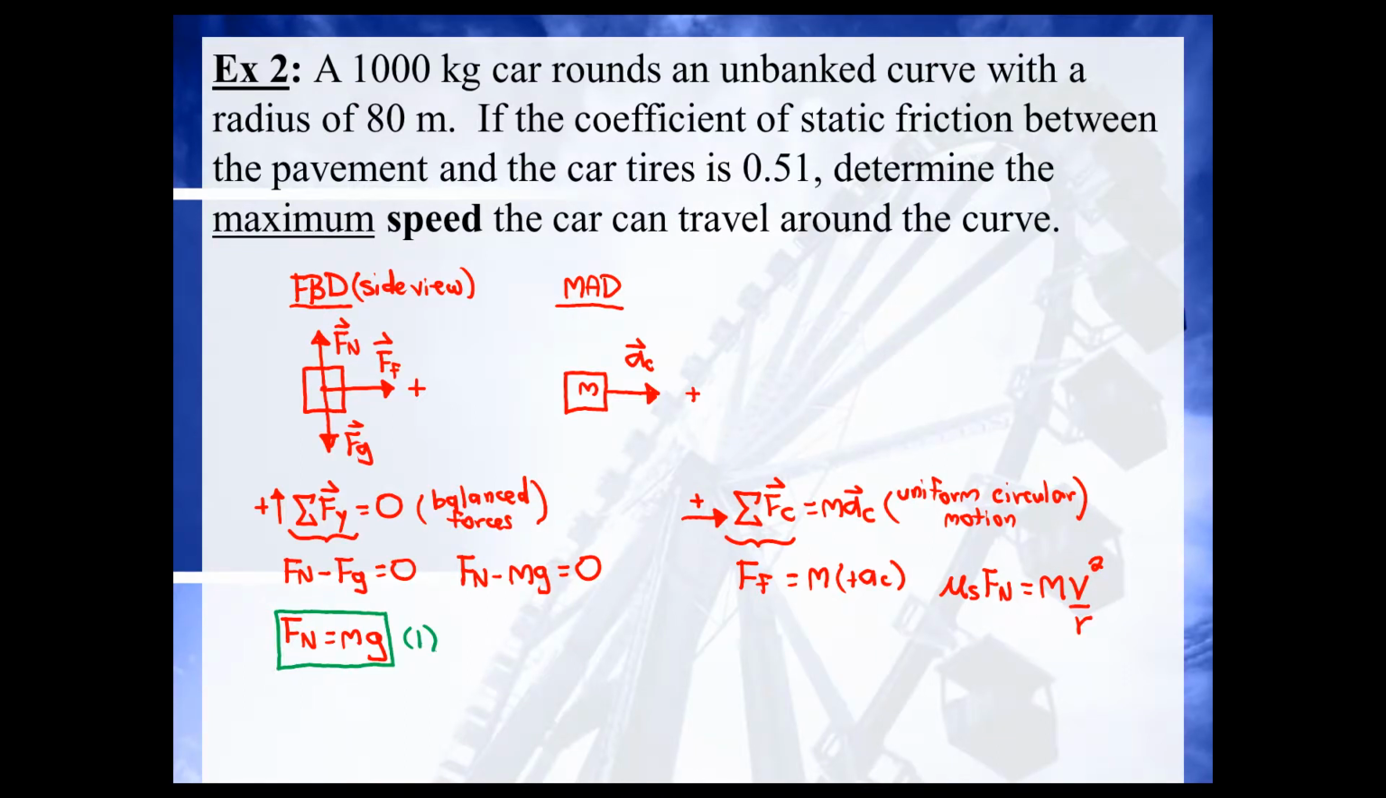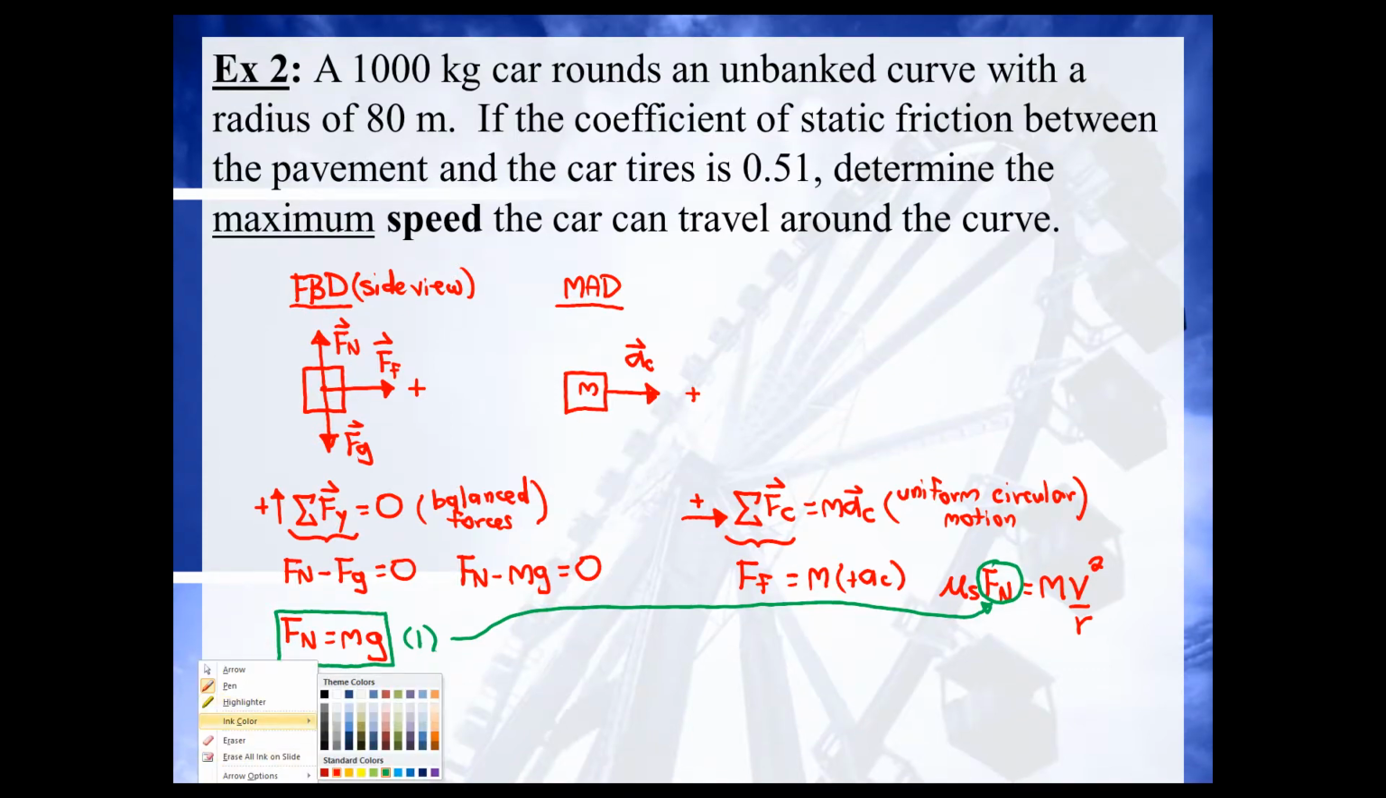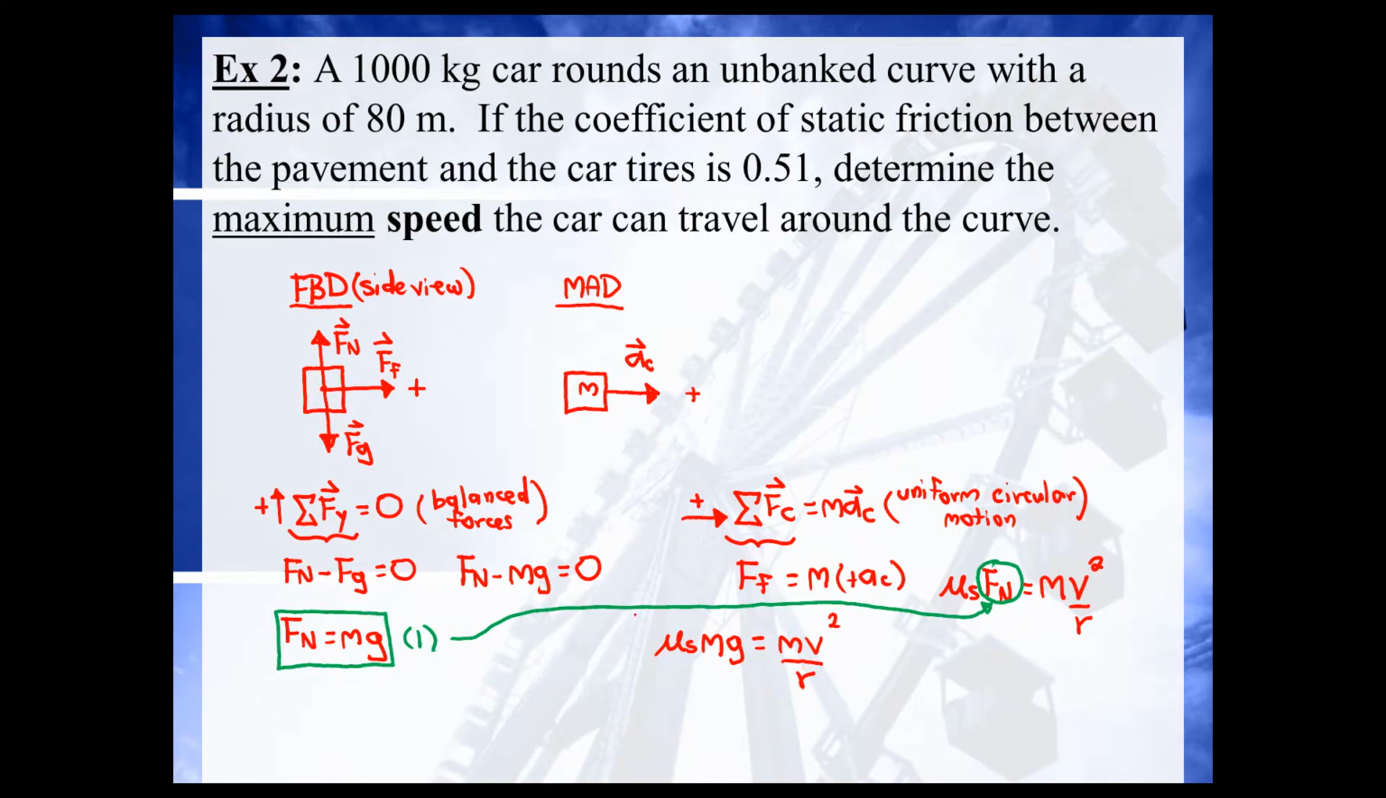What I'm going to do is make a quick substitution. So I'm going to take equation 1, and I'm just going to plug it in for Fn. If I plug it in for Fn, I would then have mu_s times mg is equal to mv squared divided by r.